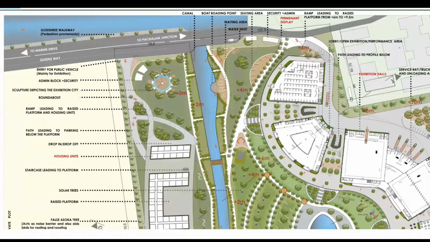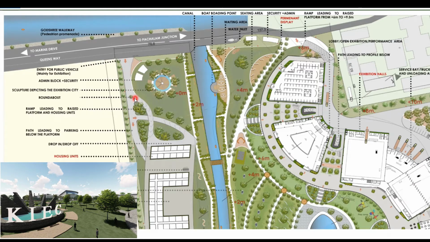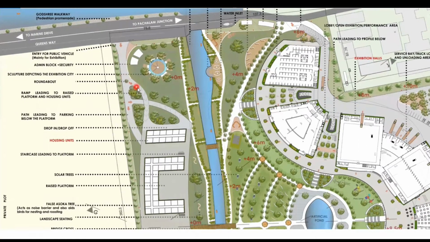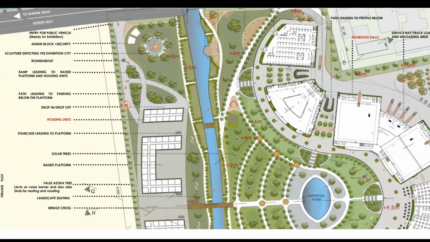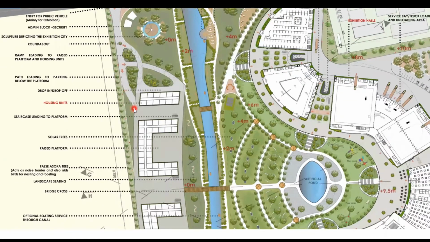Coming to the detail, the person who is entering from this service entry will first see a sculpture depicting the exhibition center. Then a roundabout splits the roads, and from here one can go up a ramp to the raised platform of the housing units. And beneath that is the parking for the public.